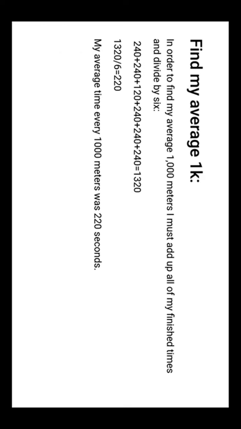Now, to sum it all up, to find my average 1K, or 1,000 meters, I must add up all the finish times and divide by 6. The first 1,000 meters took me 240 seconds. My second took me 240 seconds. My third and my fastest 1,000 meters was 120 seconds. My fourth was 240. My fifth was 240. And my sixth was 240. And adding those all up together, I got 1,320 seconds.